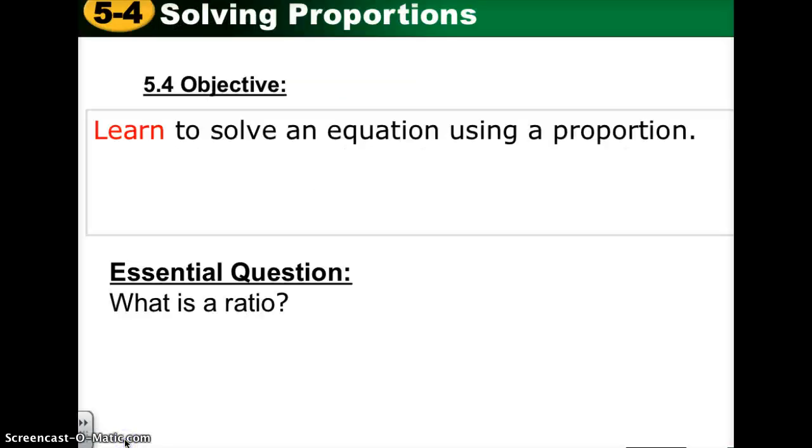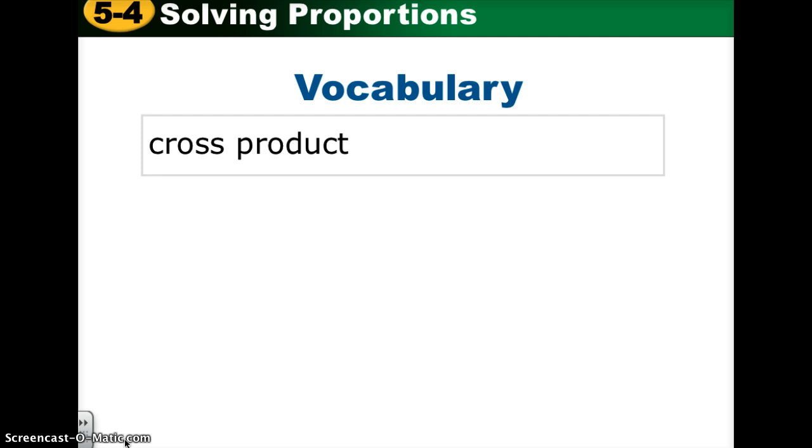Chapter 5, Section 4. Our objective: learn to solve an equation using a proportion. And our essential question: what is a ratio? Our new vocab term, or fairly new, is cross product.